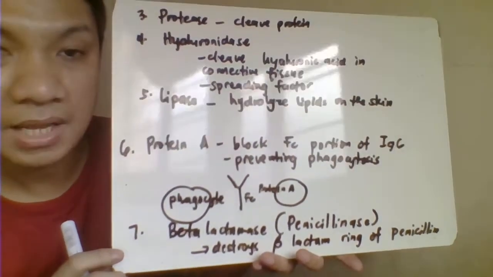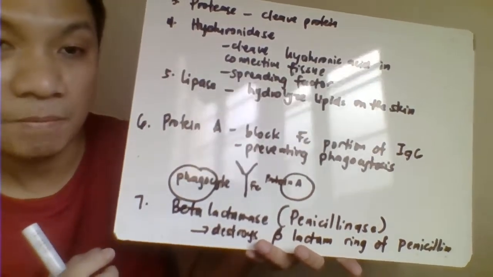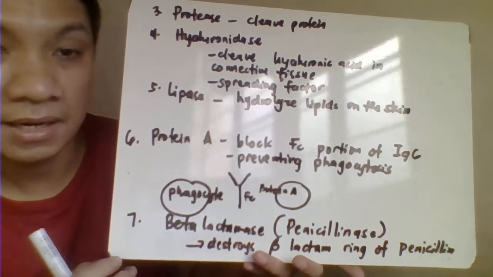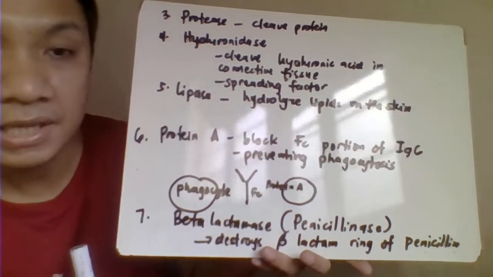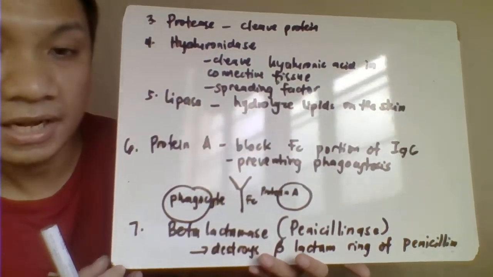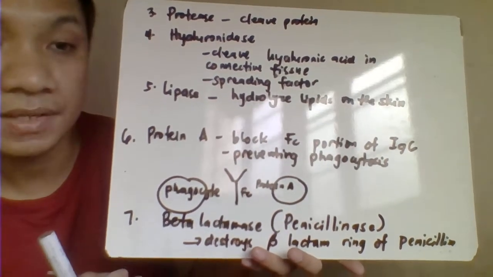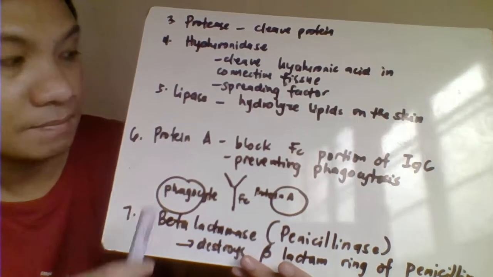Another one, protease. Protease here is a proteolytic enzyme which hydrolyzes your protein component ng cell natin and further causing tissue damage. Hyaluronidase, try to hydrolyze your hyaluronic acid of your connective tissues and also allows the spreading of the infection. So, spreading factor ang ating hyaluronidase.